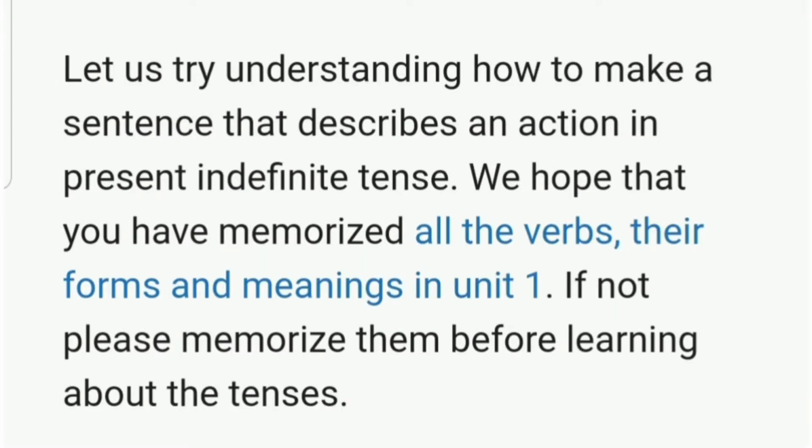So today, let us try to understand how to make a sentence that describes an action in the present indefinite tense. I hope that you have memorized all the verb forms and the meanings in the unit. If not, please memorize them before learning the tenses because they are going to help you complete the sentence with the correct verb, subject and object.